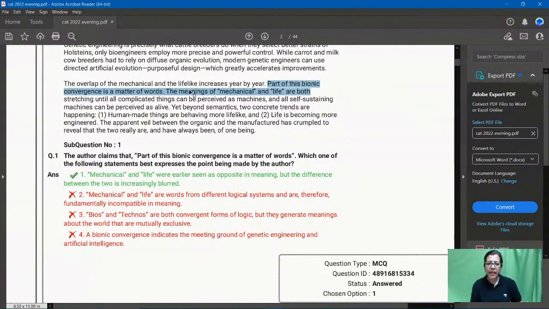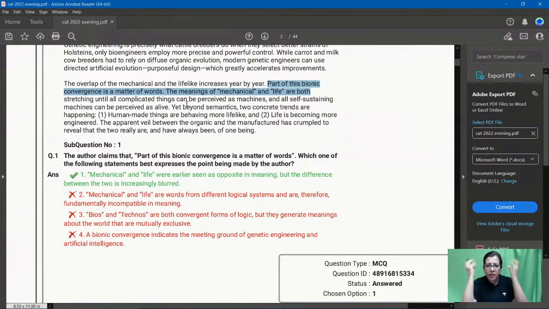The overlap of the mechanical and the lifelike increases year by year. Okay, so mechanical is totally like, bios और जो कुछ भी आप system बना रहे हैं, right? Something which is not natural. And the lifelike increases, overlap. Things are overlapping. Venn diagram की तरह, there is an overlap zone. Okay, then part of this bionic convergence, converge हो रहा है, is a matter of words. Oh, it's a matter of words. Matter of words बोले तो it's not clear. Matter of words खाली बोलने के लिए है, something of that sort.